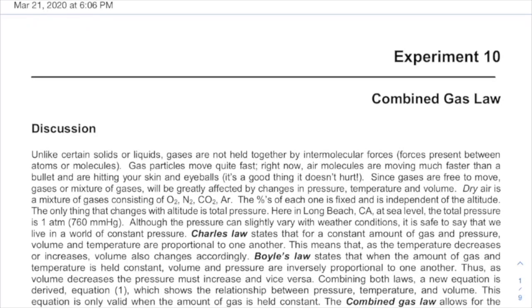Okay, so this is experiment number 10, combined gas law. Please make a note that for this experiment you have a pre-lab and you have a post-lab. If you're my student, you're going to submit everything together, of course.